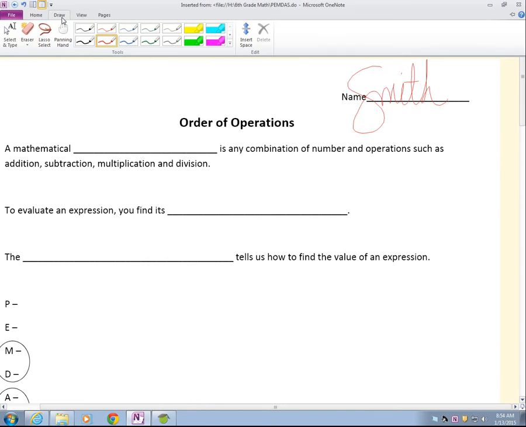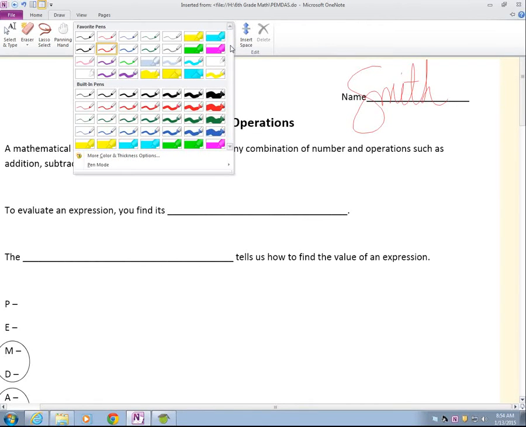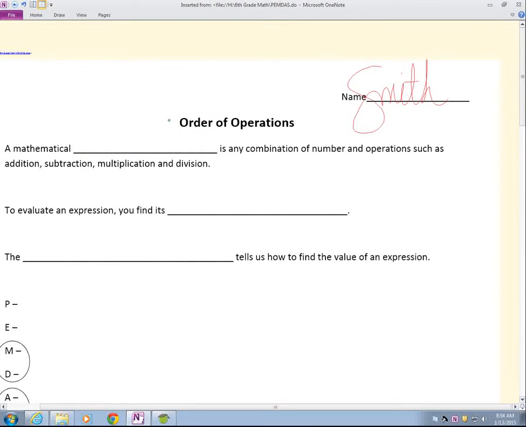So we're going to use TMNT green. All right. So you're following along and filling in as we go.